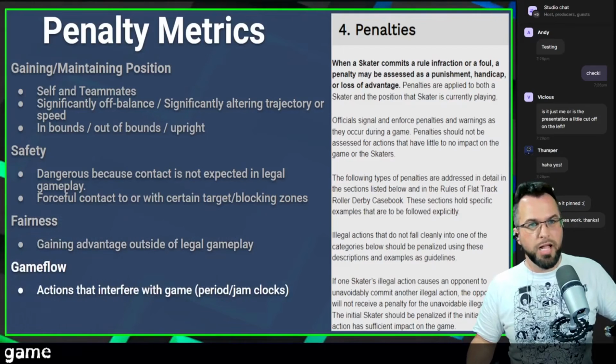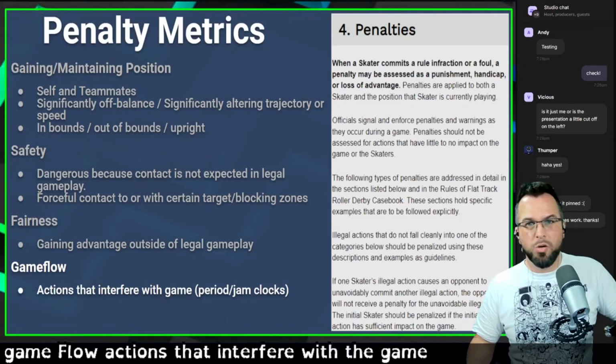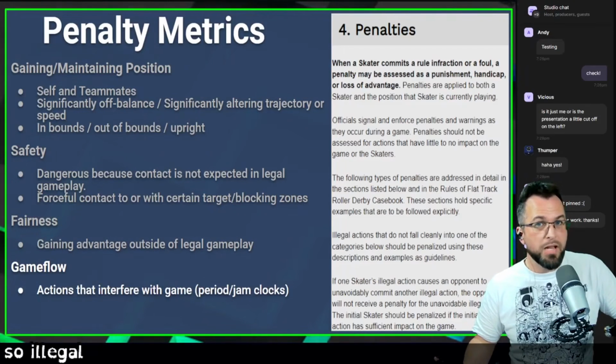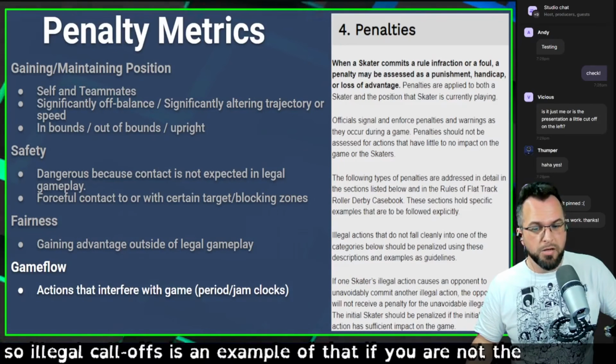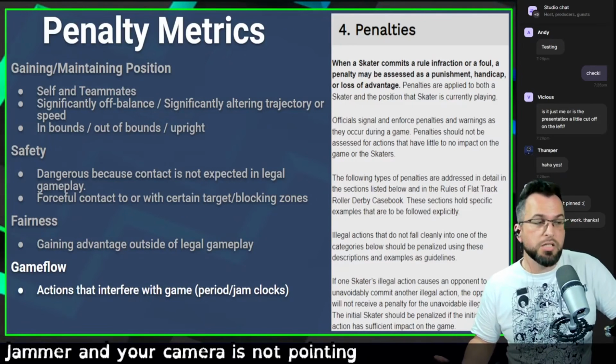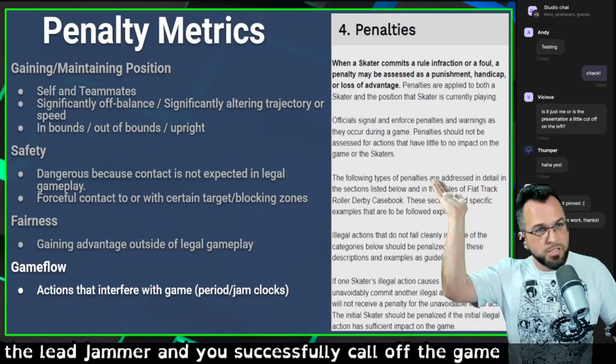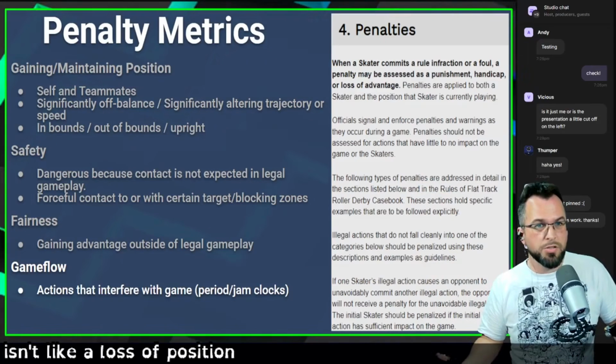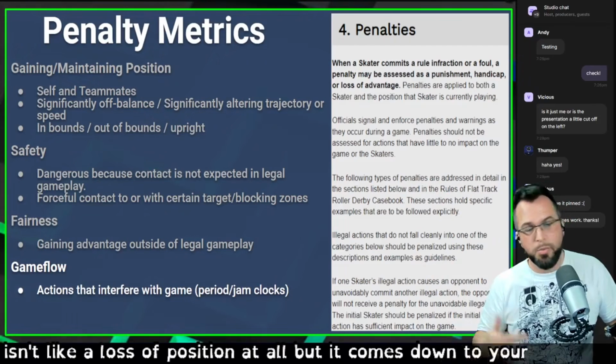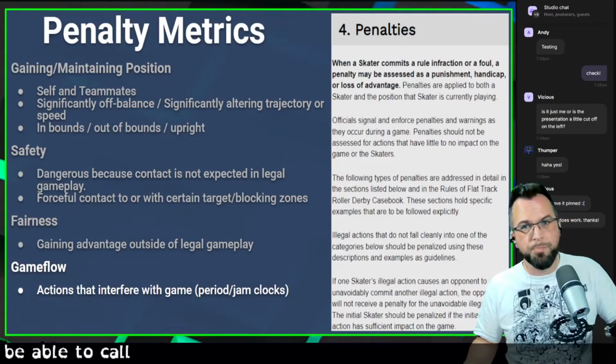Game flow: actions that interfere with the game. So illegal call-offs is an example of that. If you are not the lead jammer and your jam ref is not pointing or signaling that you are the lead jammer and you successfully call off the game, again, there isn't like a loss of position at all, but it comes down to you're messing with the game flow of the game. You weren't supposed to be able to call off that jam.